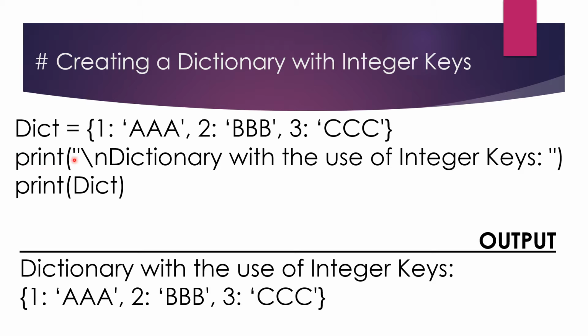So as it is written, we have assigned the values to the dictionary. Then print is written, and this is for the next line. So, dictionary with the use of integer keys. As you can see, print is written, so this will be printed first in the output. You can see, dictionary with the use of integer keys. Now you can see here print dictionary is given, so whatever is written inside the dictionary will be printed in the output. Hope you understood this.